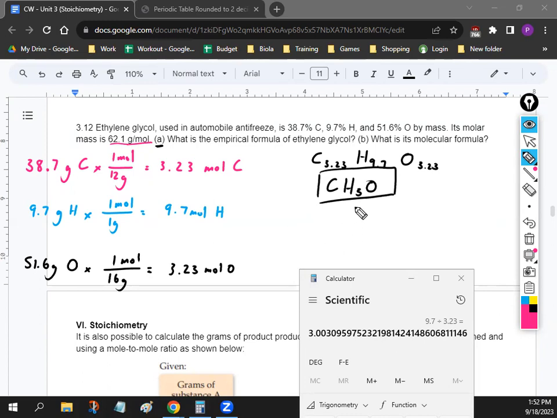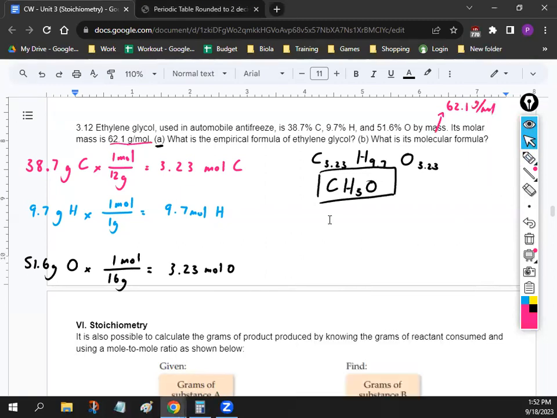And so that means that the real molecular formula is going to have a molar mass of 62.1 grams per mole. So what we're going to do is basically just use the formula that we just learned about. First thing we have to do is find the molar mass of the empirical formula. Carbon is 12, hydrogen is 1 each, so plus 3, plus your oxygen, which is 16. So you should get a molar mass for the empirical formula of 31 grams per mole.